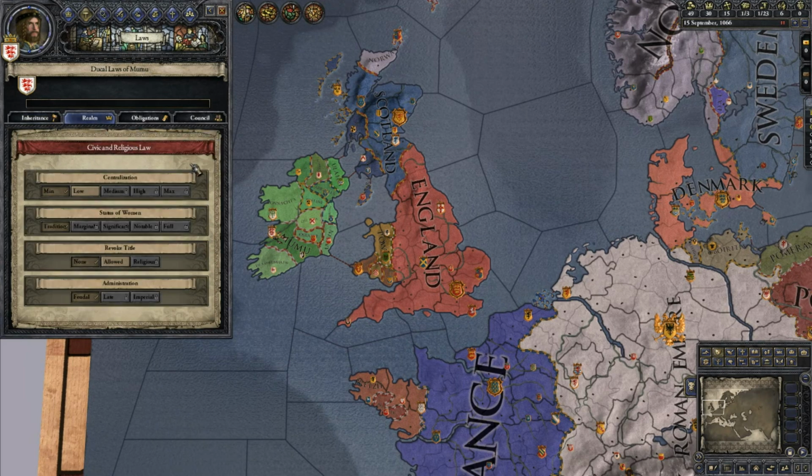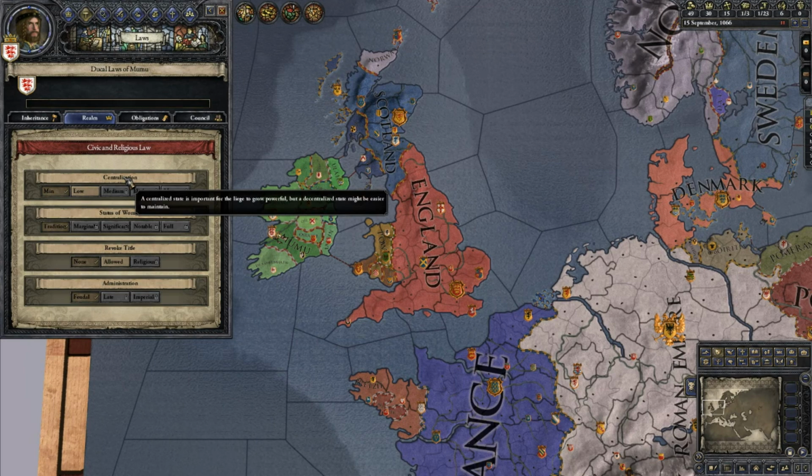Next up is realm laws. Civic and religious law. There's a whole bunch of these. Some of them are more for role-playing purposes or for getting access to better commanders and stuff. Some of them are for how you govern your country. Let's start with centralization. It is what it sounds like. A centralized state is important for the realm to grow powerful, but a decentralized state is easier to maintain.